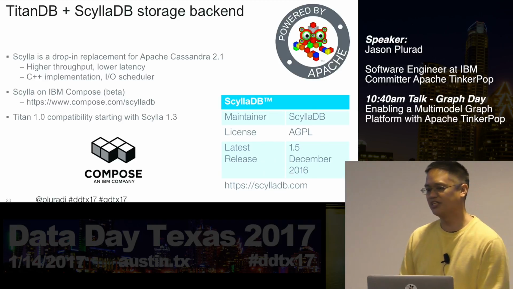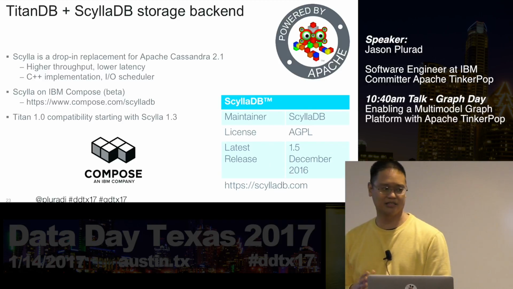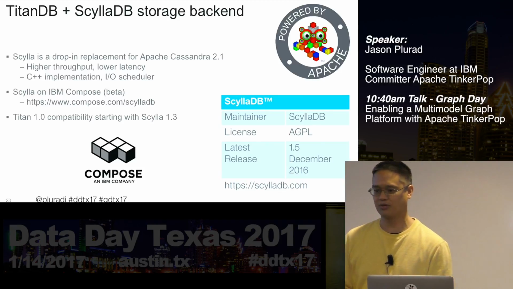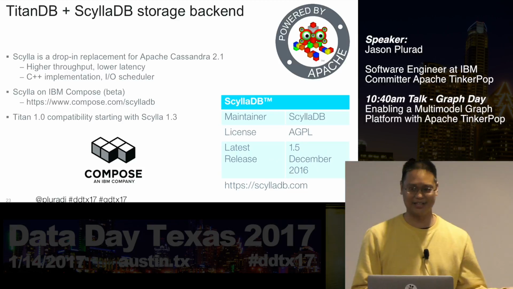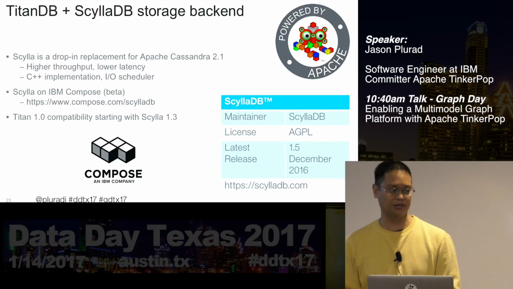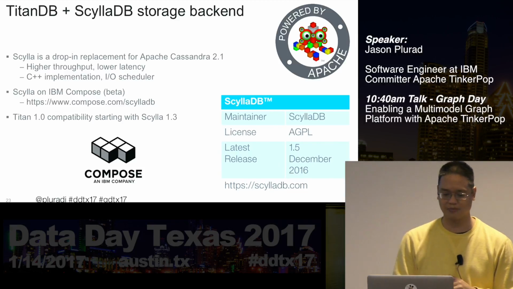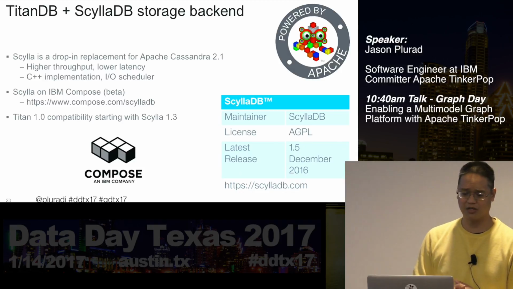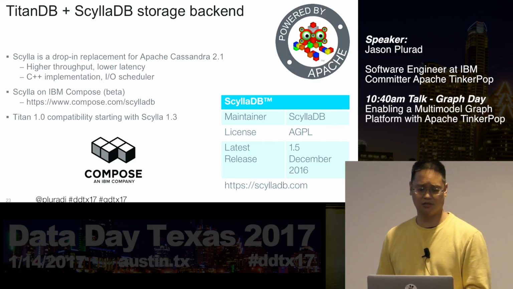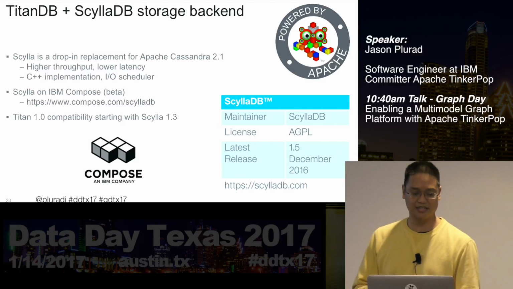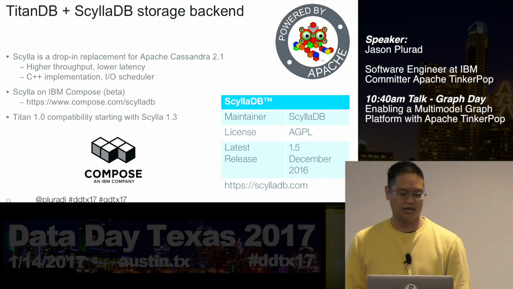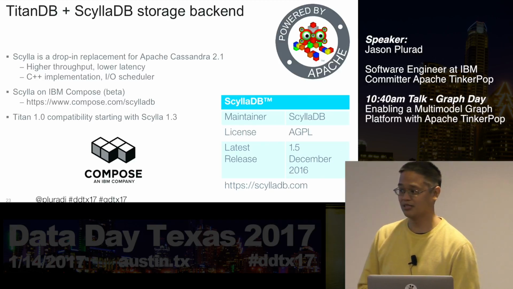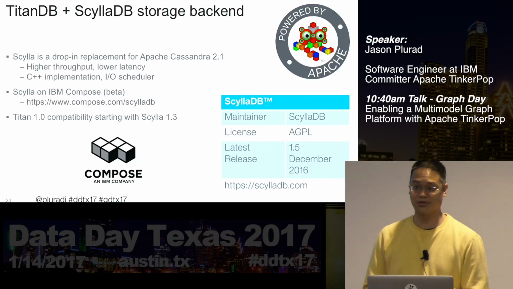The one wrinkle we did have with Titan is that Scylla out of the gate did not support the Thrift interfaces, which Titan, since it was developed so long ago, was coded against Thrift as opposed to the CQL native interfaces. So over the last summer, we worked with the Scylla team to validate that Titan did work as they rolled out their Thrift support. And as of Scylla 1.3, Titan works with Scylla.